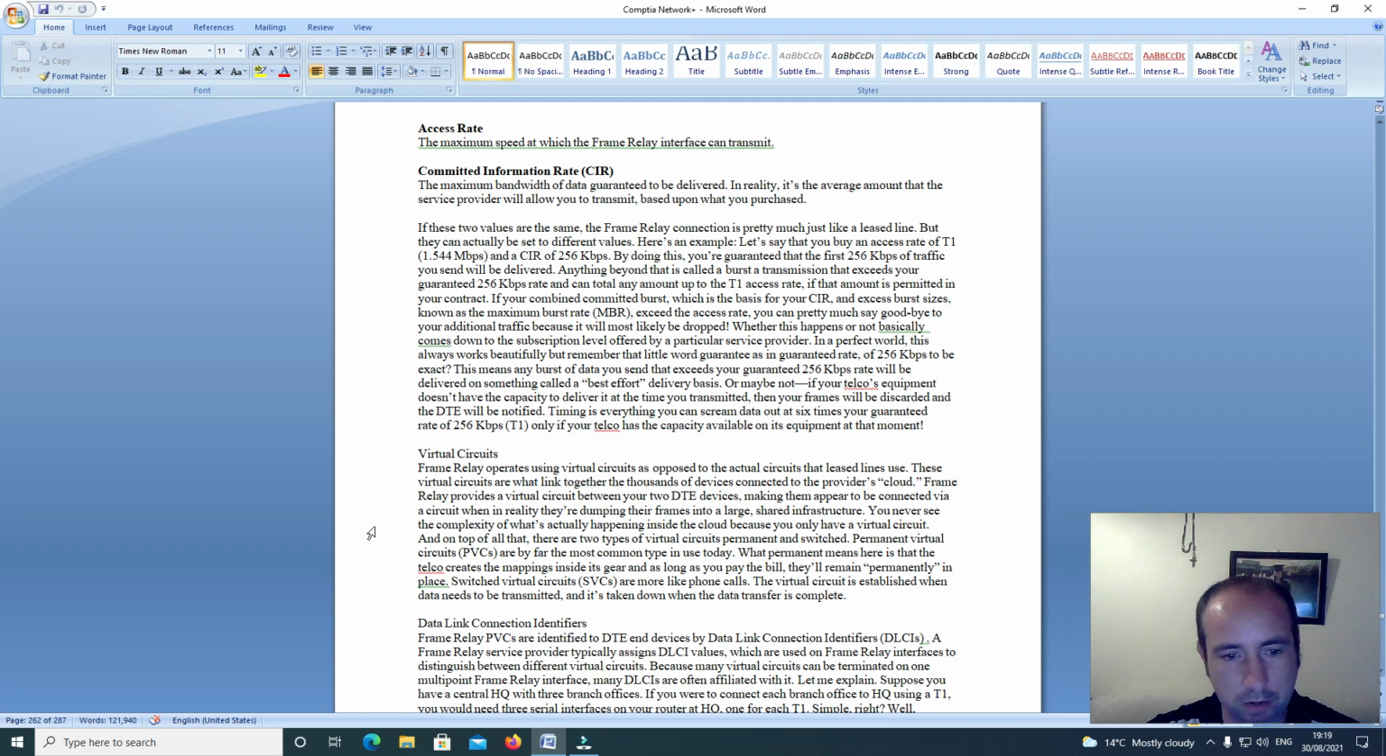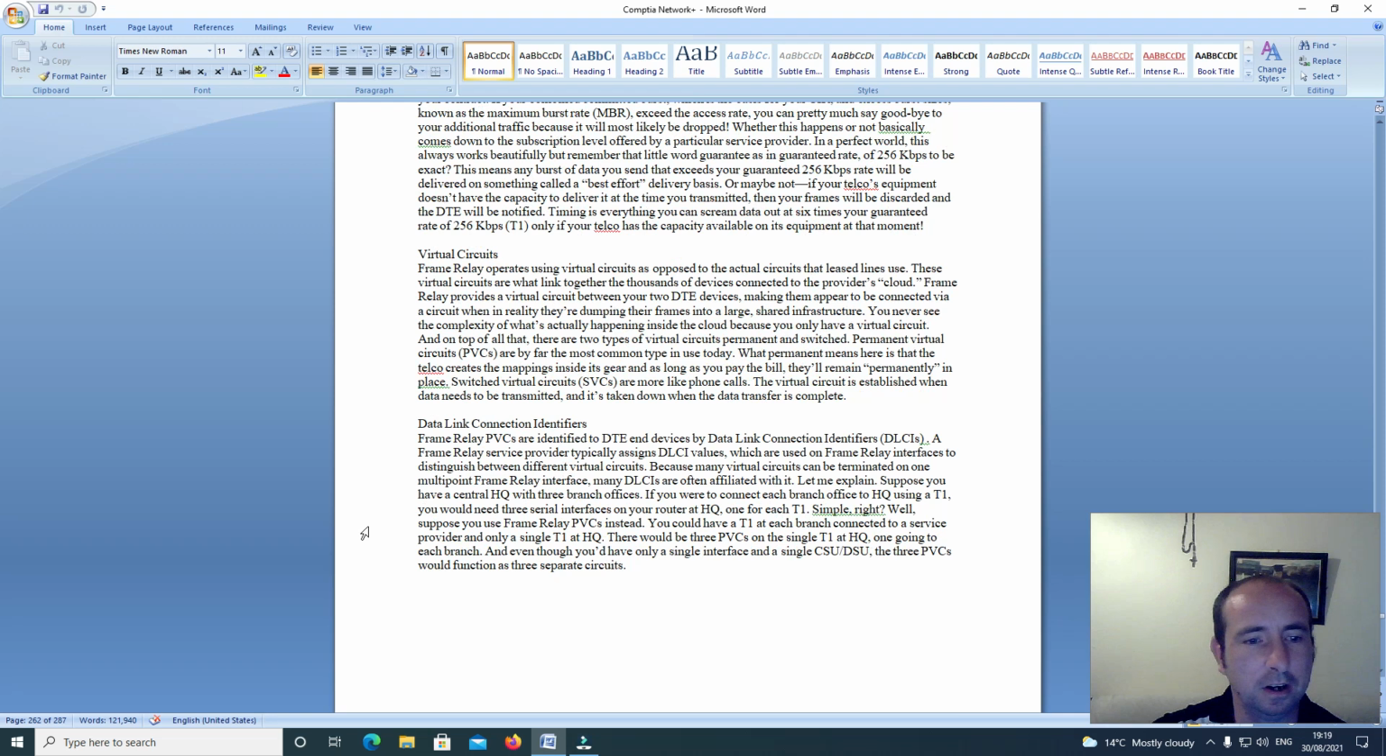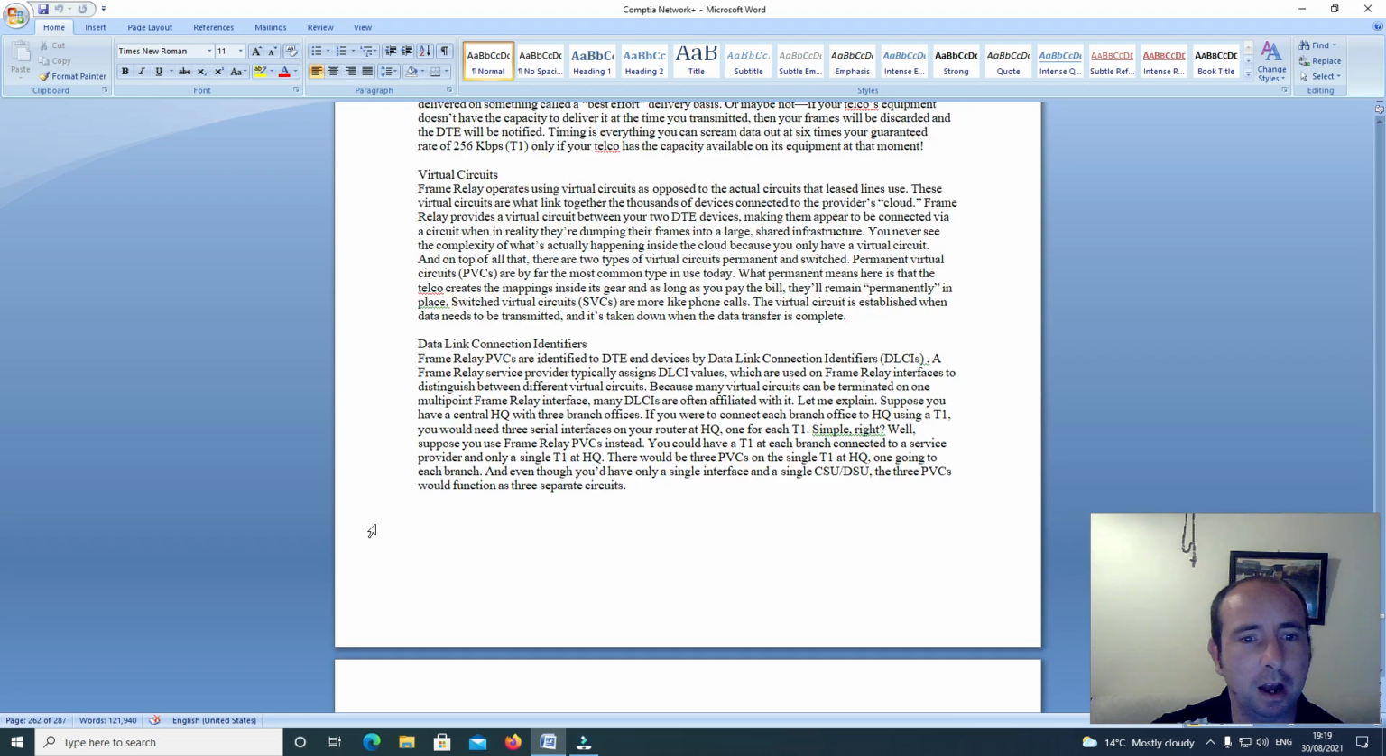If your telco equipment doesn't have the capacity to deliver it at the time you transmit it, then your frames will be discarded and the DTE will be notified. Timing is everything. You can stream data out at 6 times your guaranteed rate of 256 kbps on a T1 only if your telco has the capacity available on its equipment at that moment. Virtual circuits. Frame relay operates using virtual circuits as opposed to the actual circuits that leased lines used.